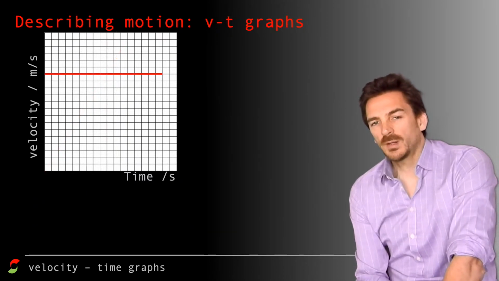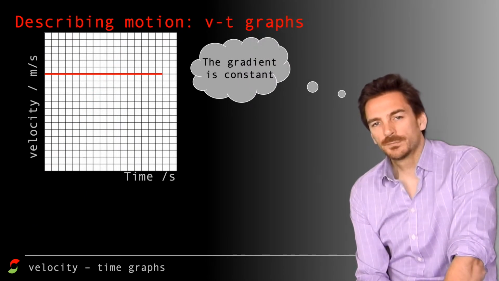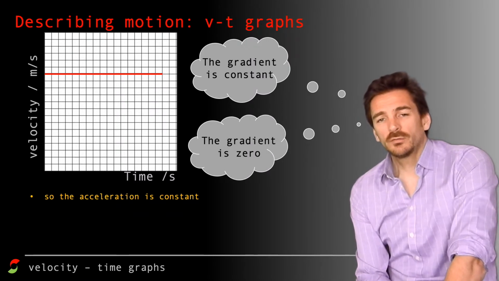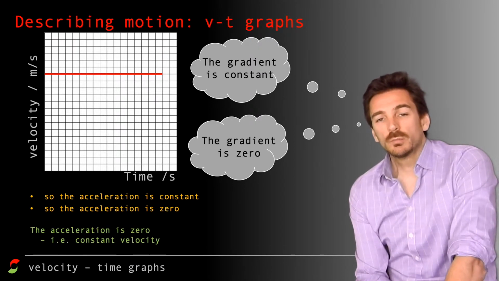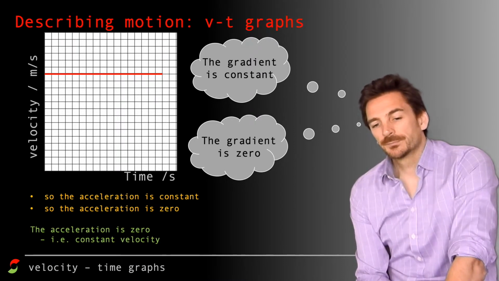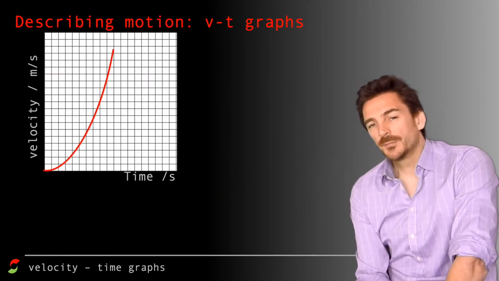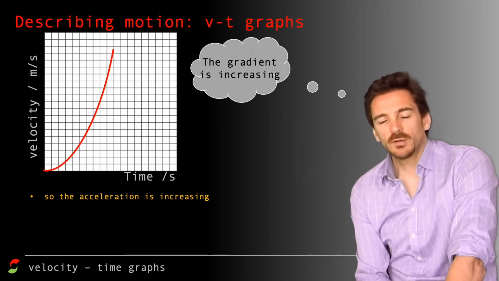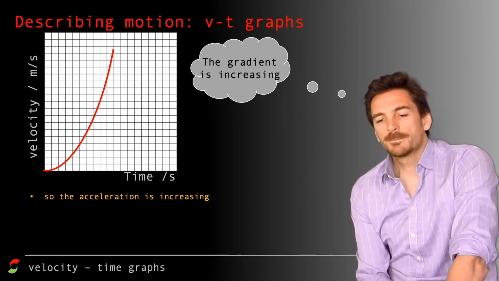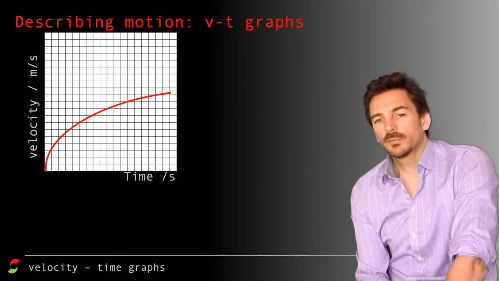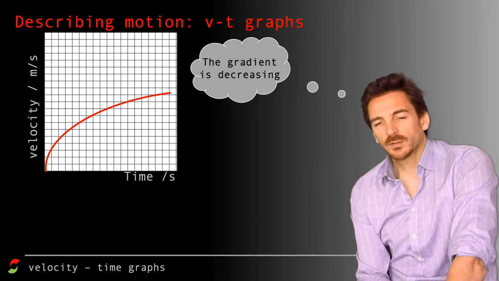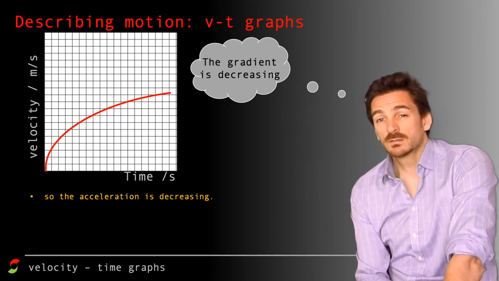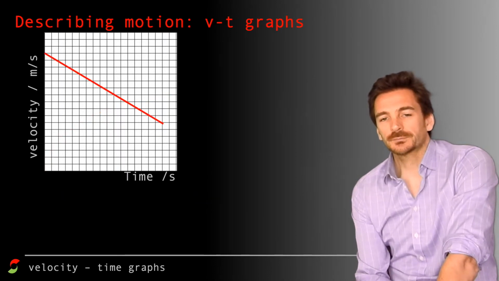For this one, go through the same thought process. Constant gradient, that means constant acceleration. The gradient is 0, so the acceleration is 0, which means this is moving at a constant speed. Slightly different shape, same thought process. The gradient is increasing, so the acceleration is increasing. We can't say anything else about that. And for this shape, same thought process again. I can see that the gradient is decreasing. That means the acceleration is decreasing. We can't say anything else about it.